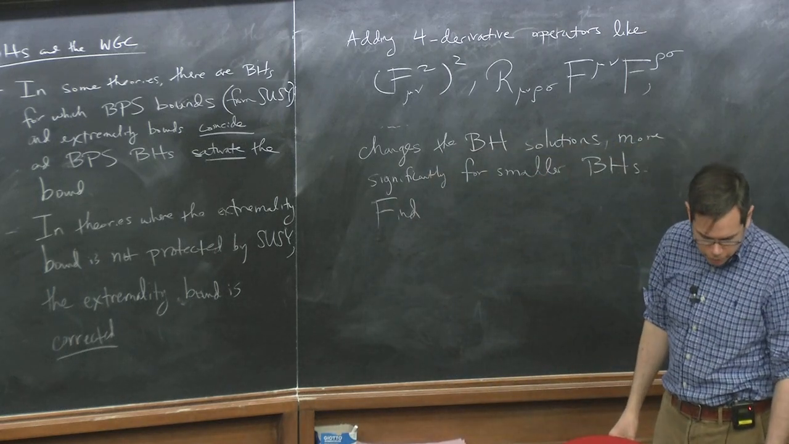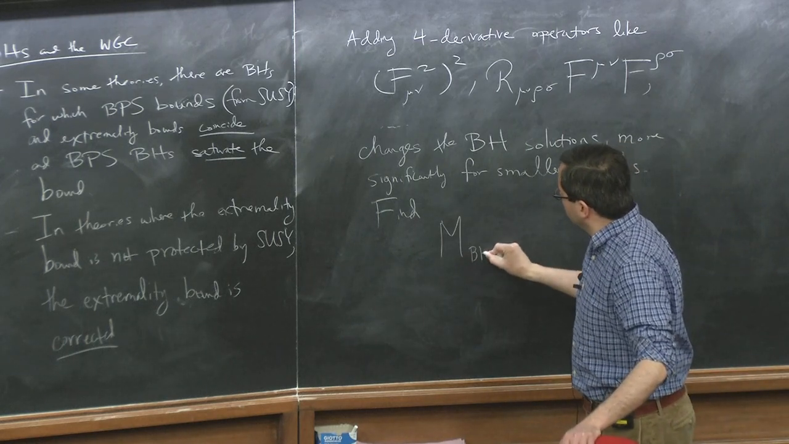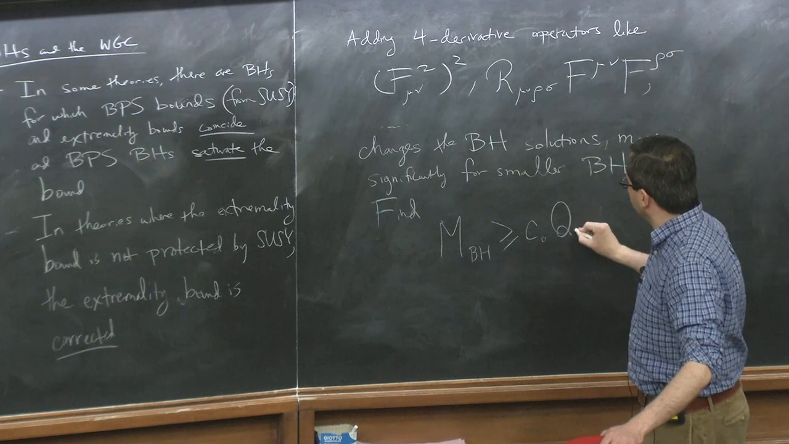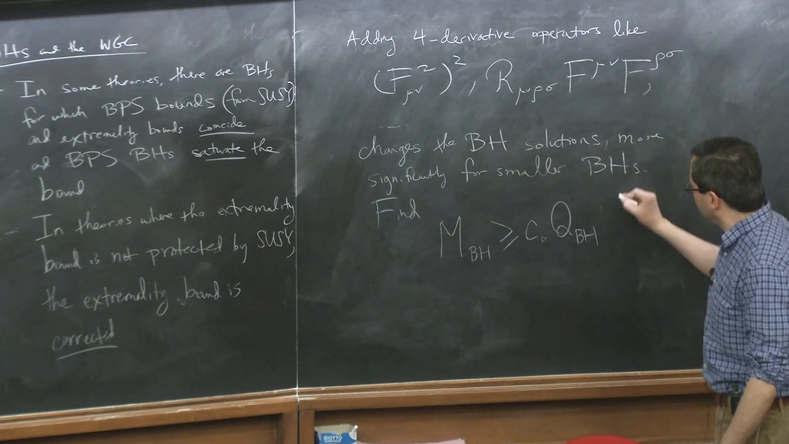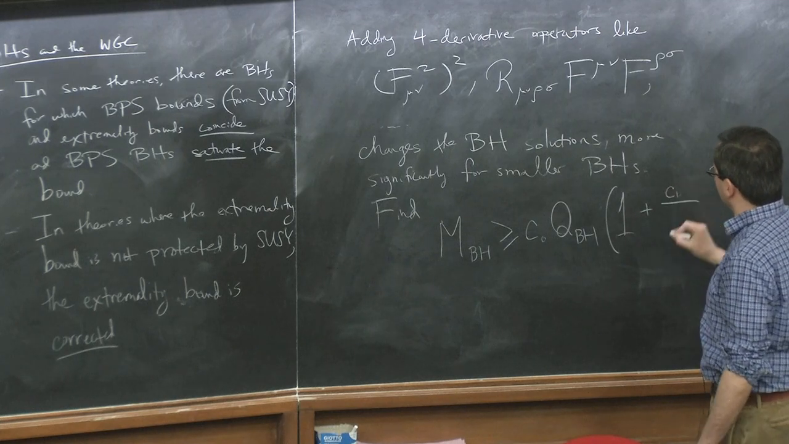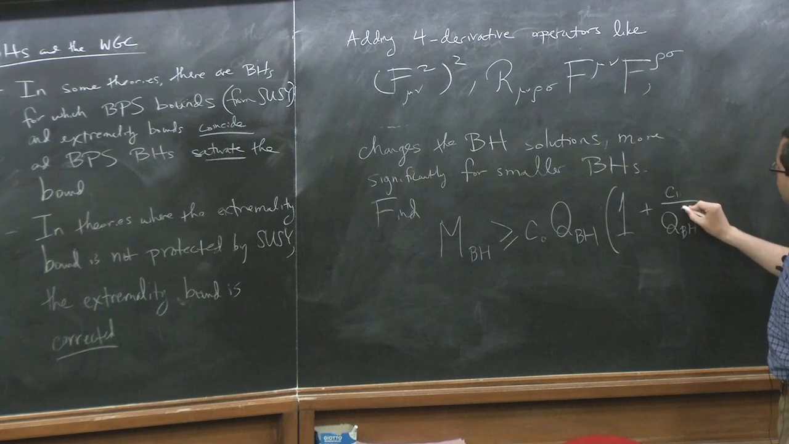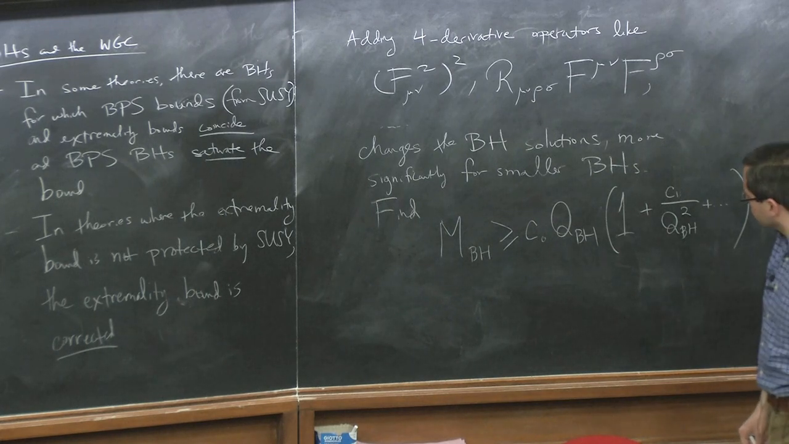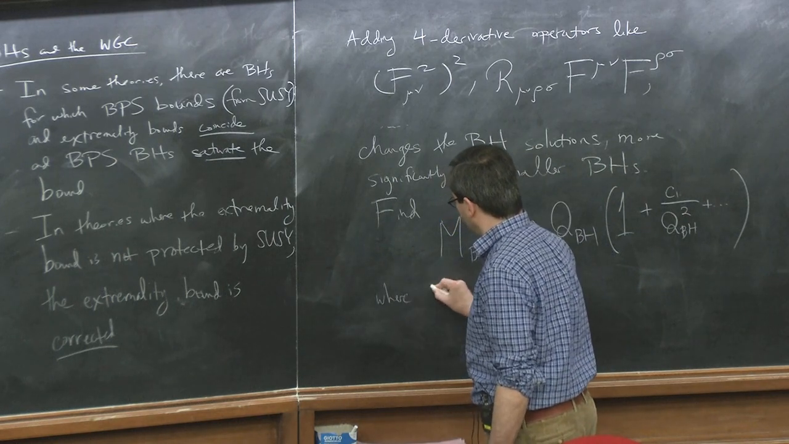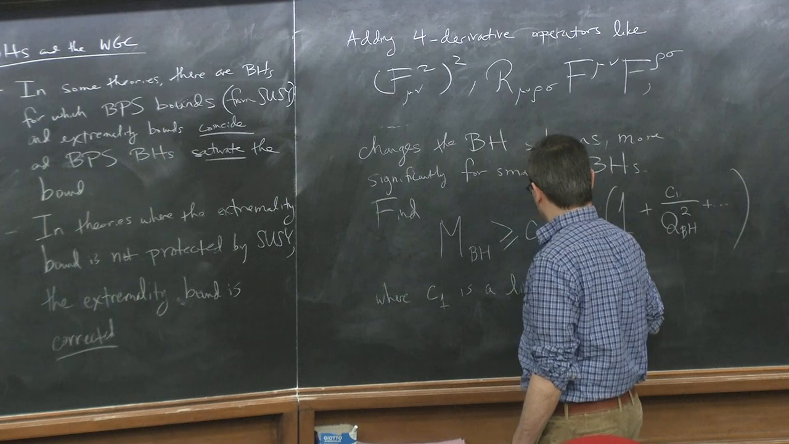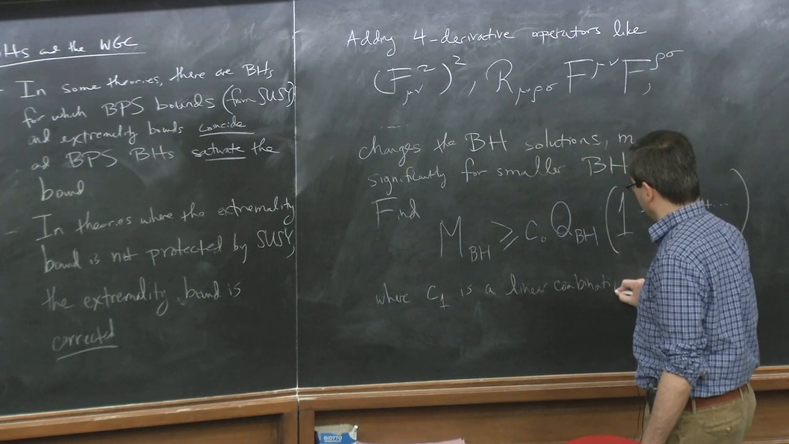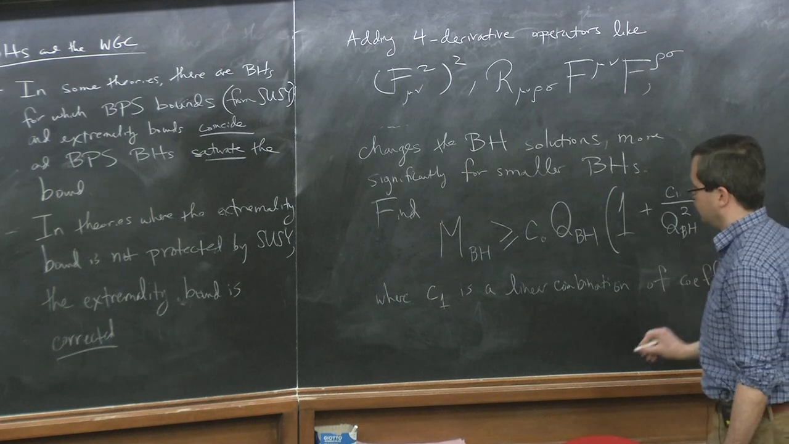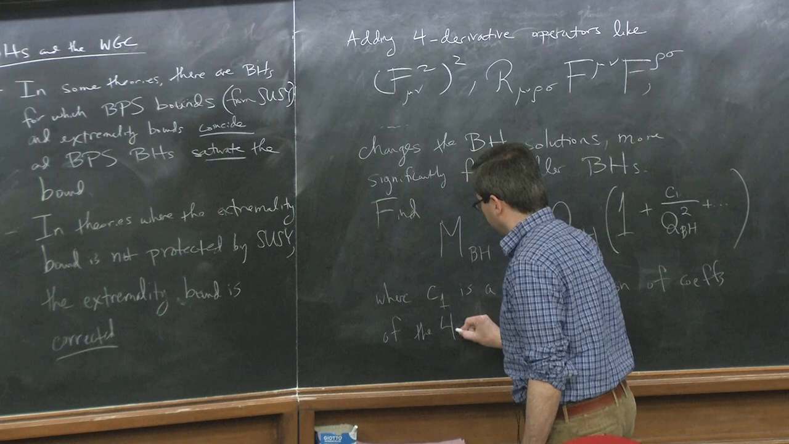And if you compute the black hole solutions in the presence of these higher dimension operators, you find that there's still an extremality bound, and it has the form that the mass is bigger than the charge times some constant, as we saw before, but now times some corrections that look like 1 plus some other constant divided by the black hole charge squared plus more subleading corrections. Where this coefficient C_1 is some linear combination of coefficients of the four derivative operators.